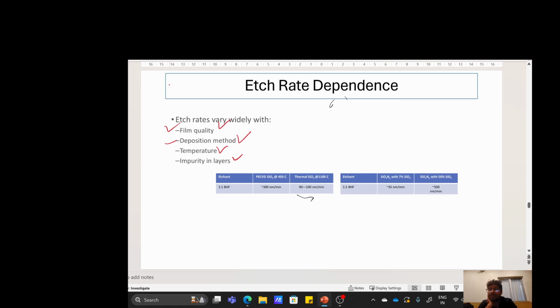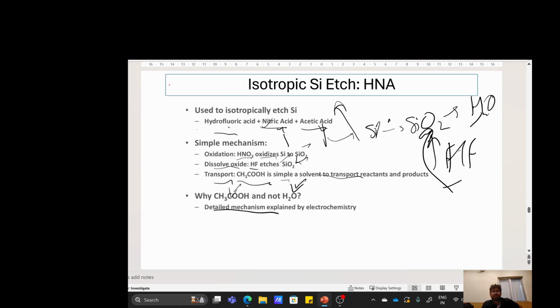So this is thermal oxide, and this is PECVD. This is 90 to 100 nanometer per minute, this is 300 nanometer per minute. Can you see the difference? The difference is pretty huge. So now, how many slides are left?